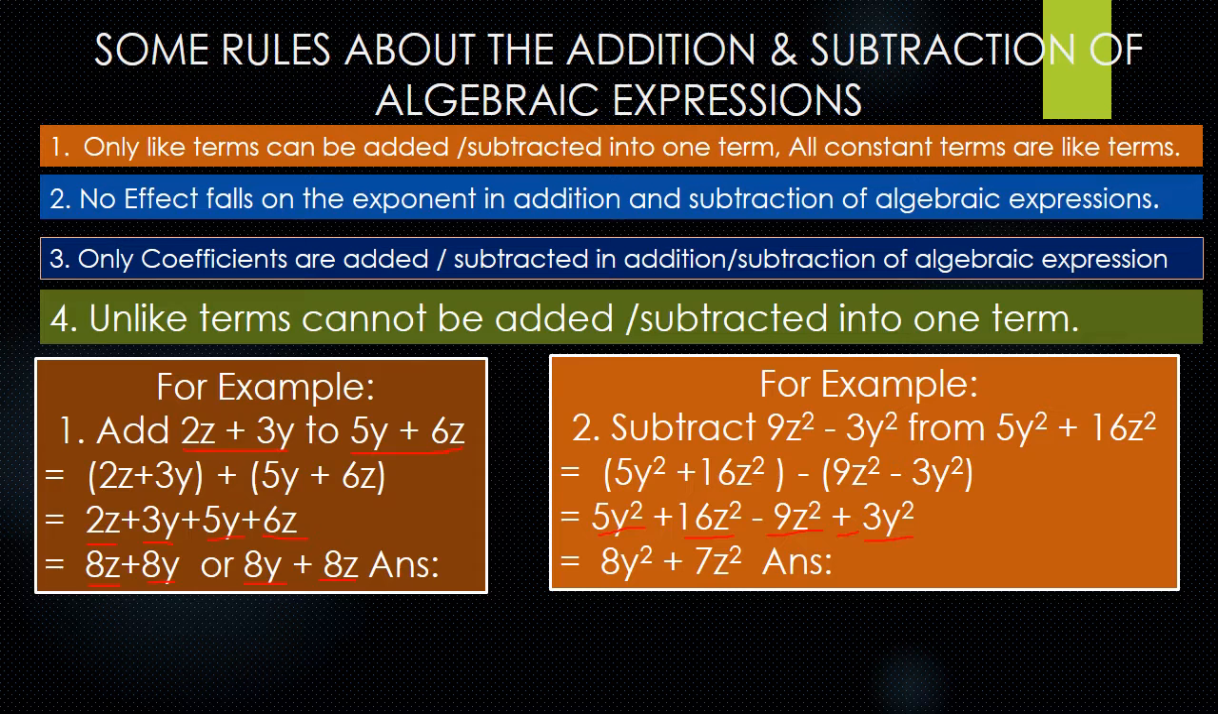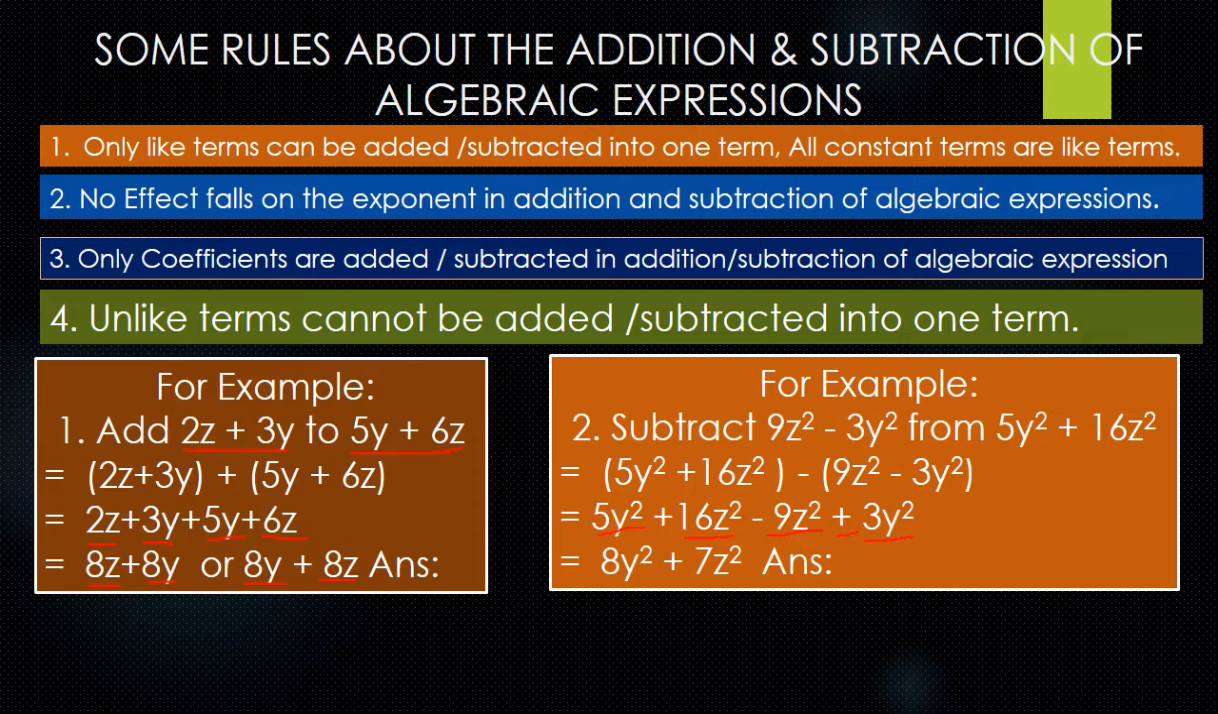Rule number 3: only coefficients are added or subtracted in the addition and subtraction of algebraic expressions. We are only concerned with the coefficient. We are not concerned with the exponent in the process of addition. The exponent is only necessary in the case of like terms. If the exponents of the same variable are similar, we can add them. Otherwise, we cannot add them.